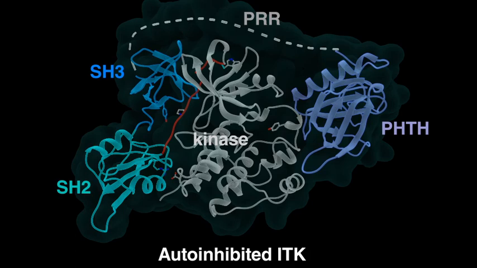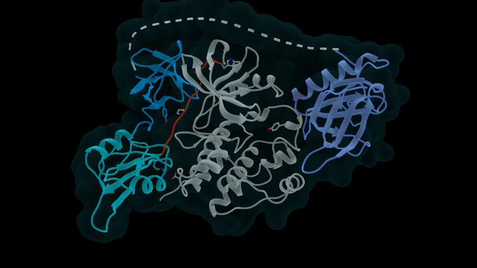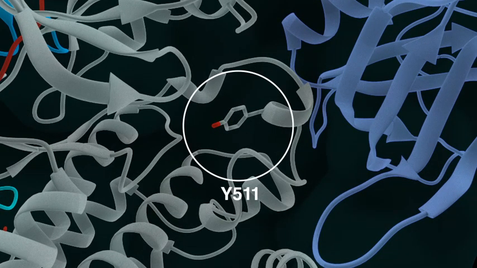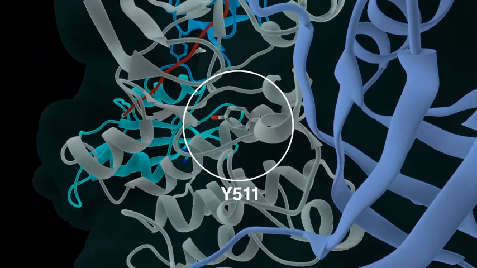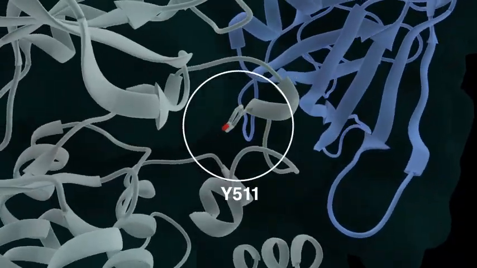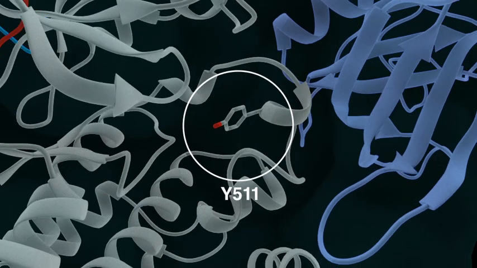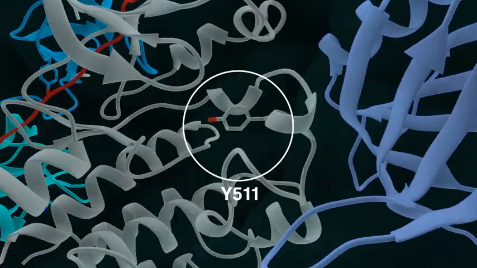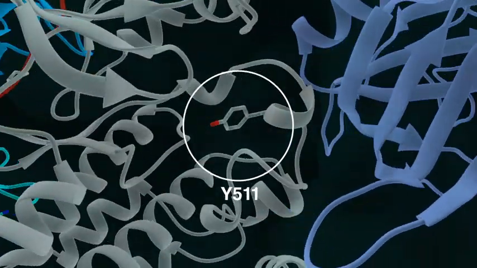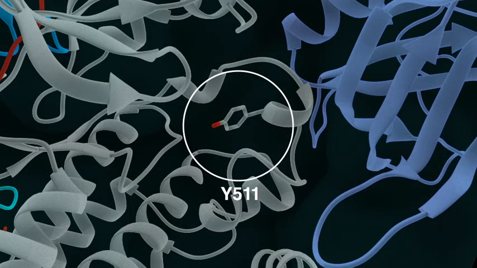autoinhibited form. Taking a closer look at each of the regulatory interactions, we can zoom in on tyrosine 511 in the ITK activation loop. Phosphorylation of this regulatory tyrosine by the upstream kinase, LCK, in T cells is required for activation of ITK catalytic activity. The structure shown is the inactive state of the kinase where tyrosine 511 is not accessible due to the conformation of the activation loop and binding of the PHTH domain.